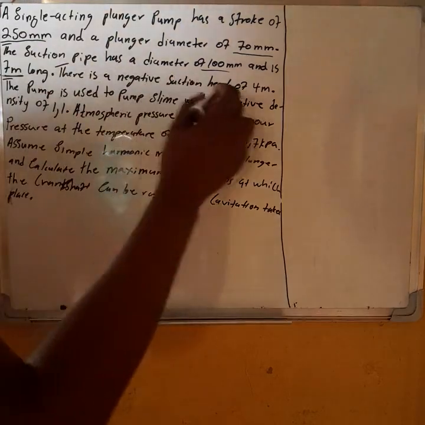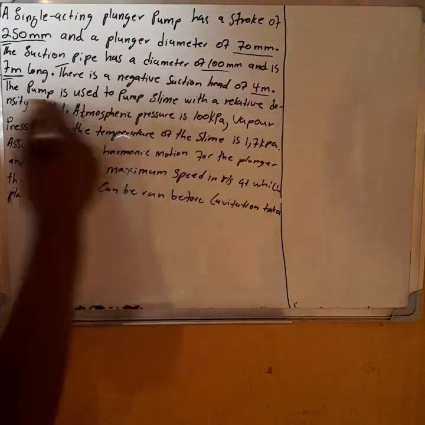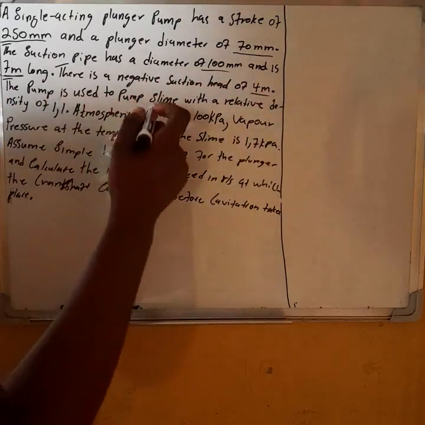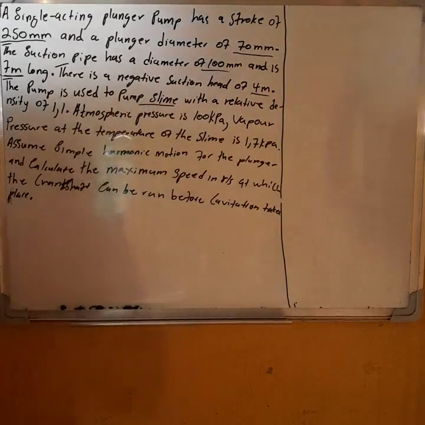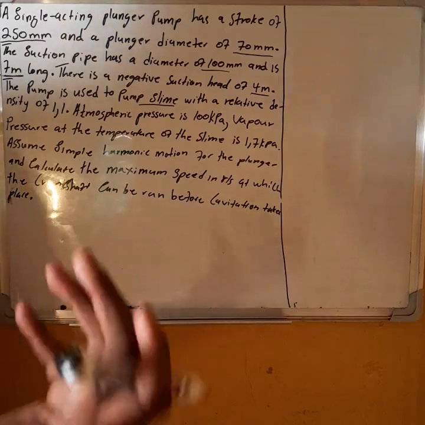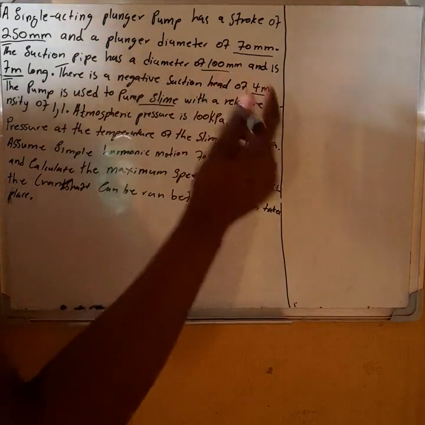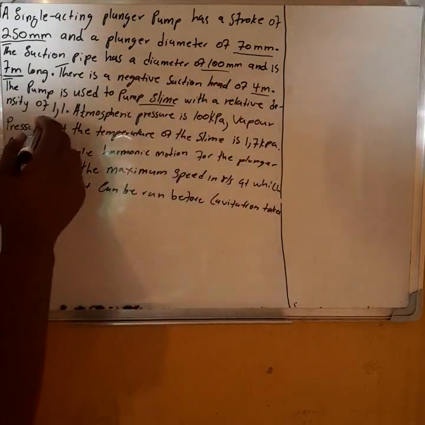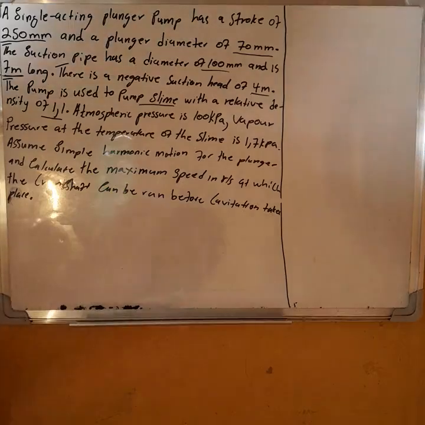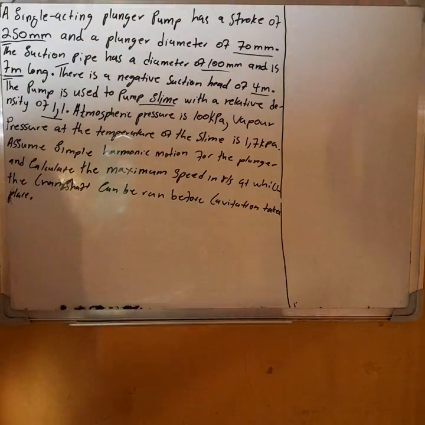There is a negative suction head of 4. The pump is used to pump lime, which is in liquid form. This lime has a relative density of 1.1. Relative density is the same as specific gravity.